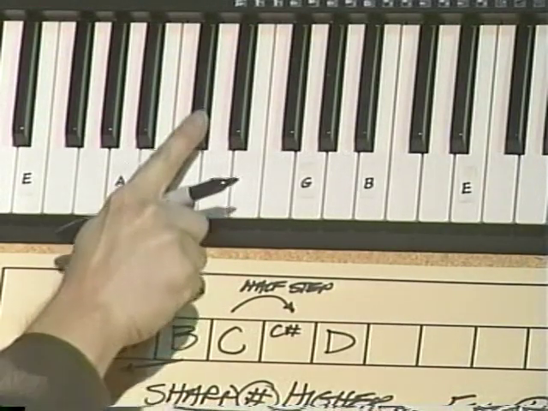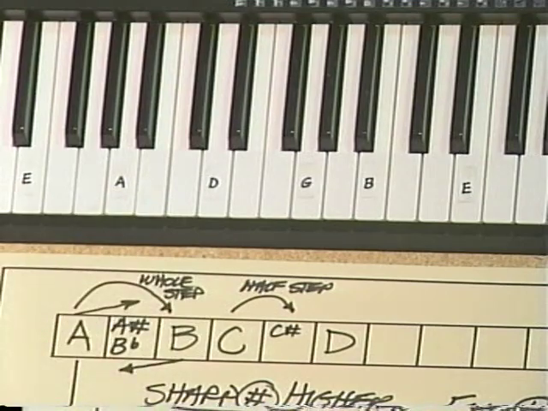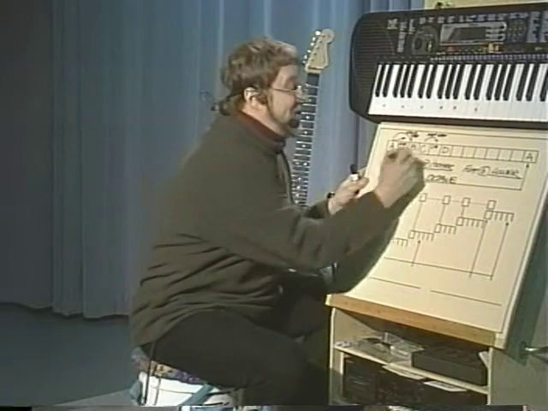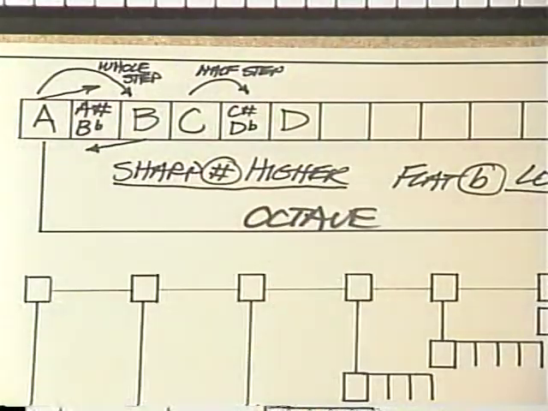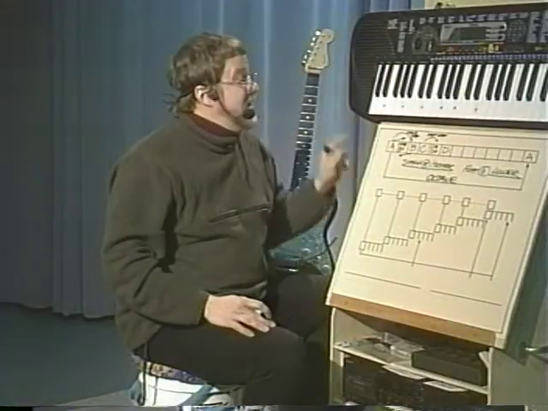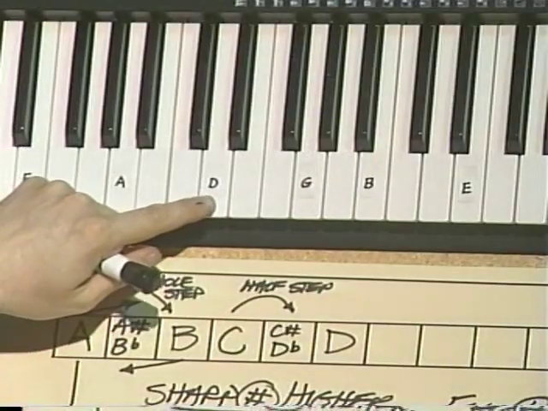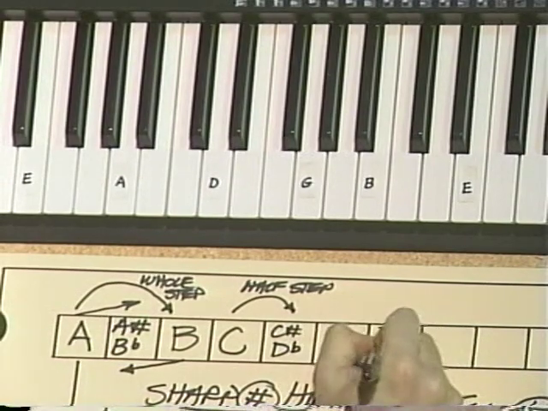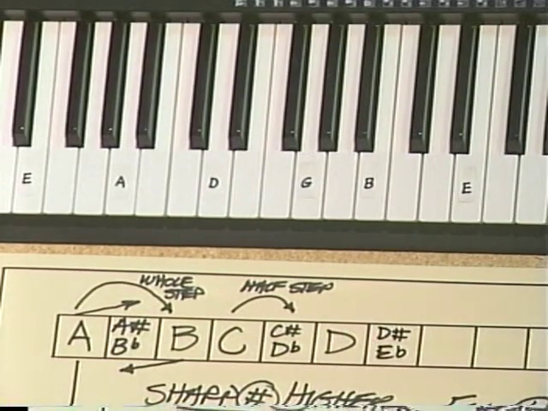There's C and there's D. In between is this note. It's got two names. Sometimes it's better to think of it as the next note higher than C. That's C sharp. Other times it's better to think of it as D flat. C sharp and D flat are the same note. Now, what's the next note after that? After D, we have another black key. That, of course, would be D sharp or E flat.